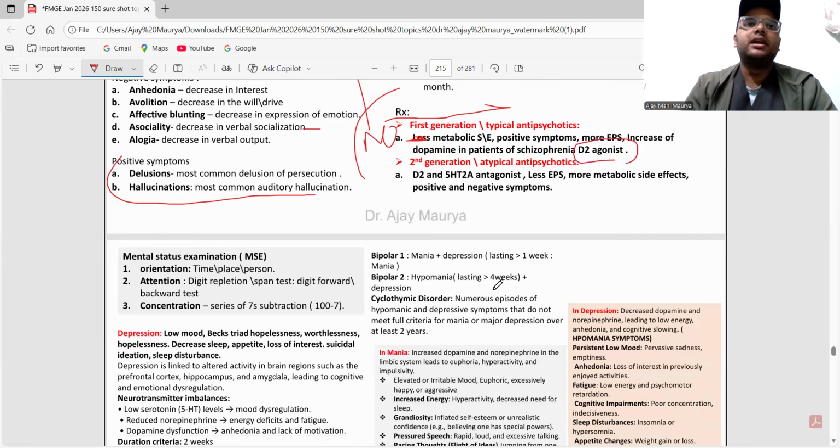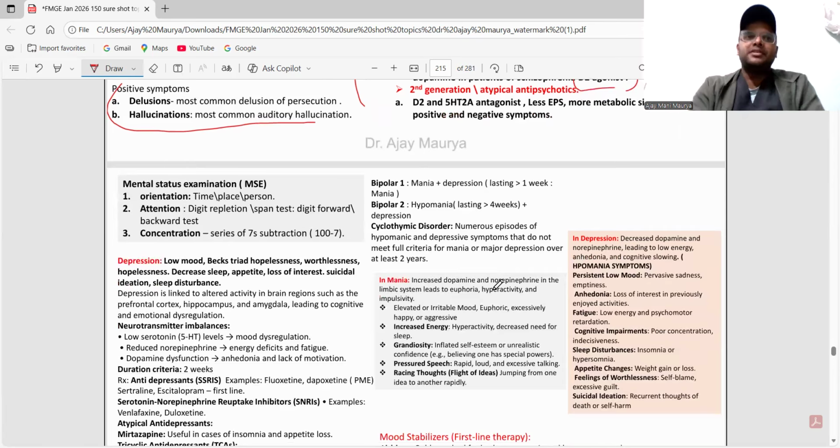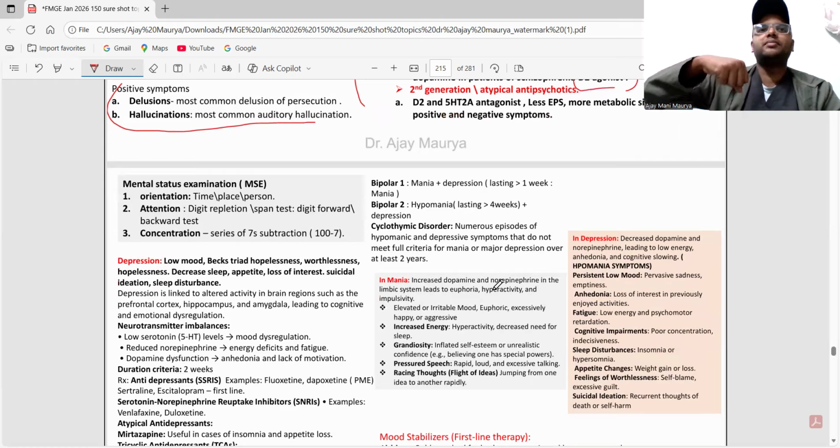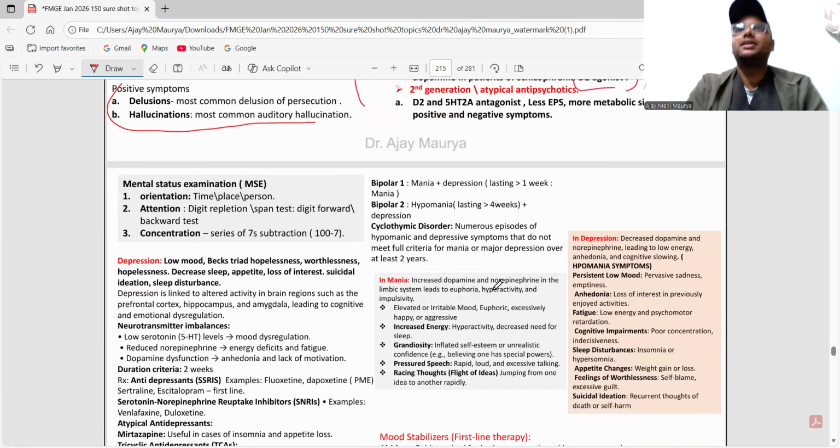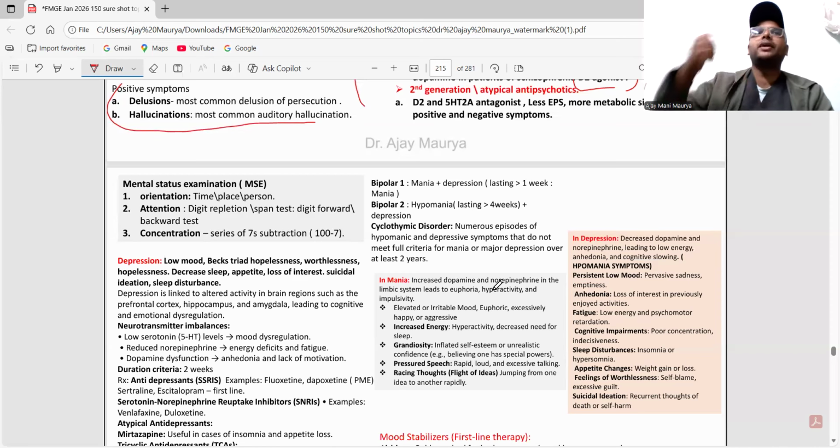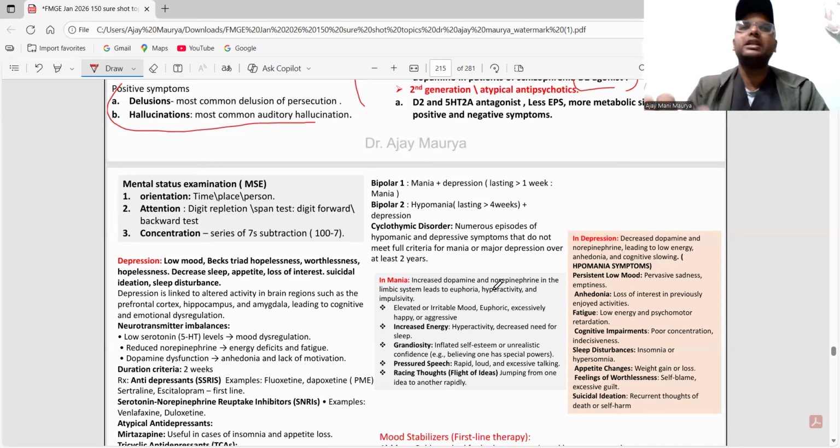Next, the mental status examination. If the examiner asks what is the time now, it's 9:08, what is the place, it means he is asking about orientation. Attention, digit forward. Please tell me what is 10 plus 7, what is 4 plus 5. This is concentration. You have to do 100 minus 7, then 92 minus 7. Like this he will tell, meaning you are assessing concentration.